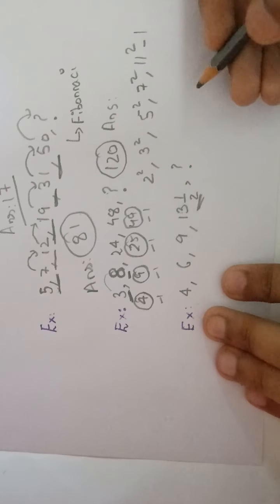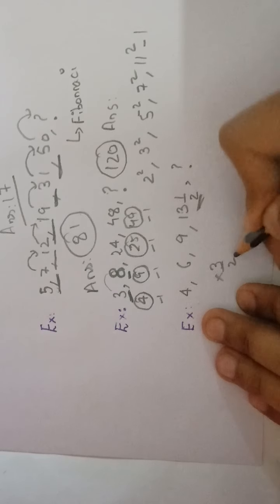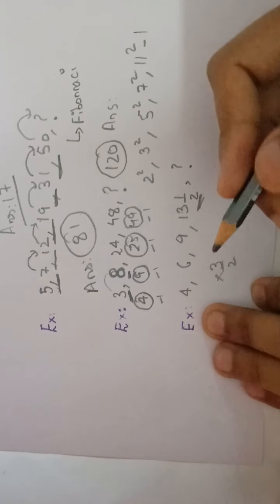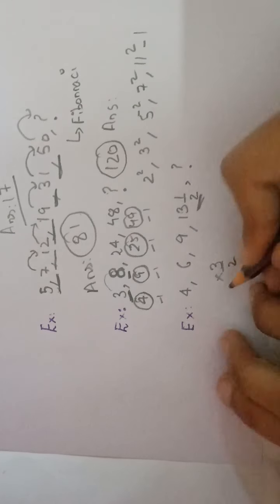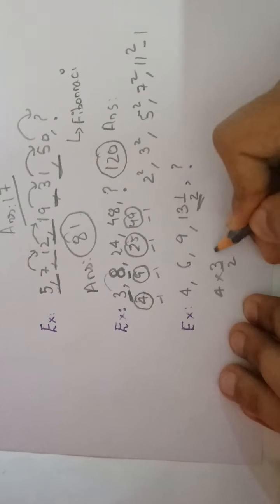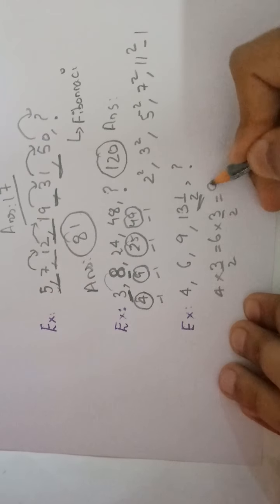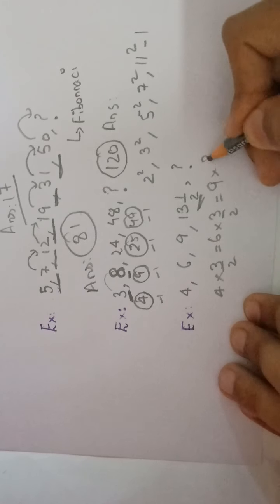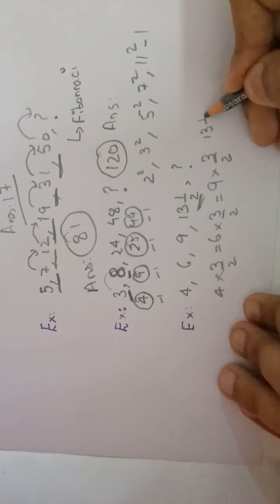But if you multiply these numbers with 3 by 2, and believe me, multiplication with fractions is a favorite for NTSE stage 2. So if you multiply 4 with 3 by 2, you get 6. Then you multiply 6 with 3 by 2, you would get 9. Then you multiply 9 with 3 by 2, you would get 27 by 2, that is 13 and a half.